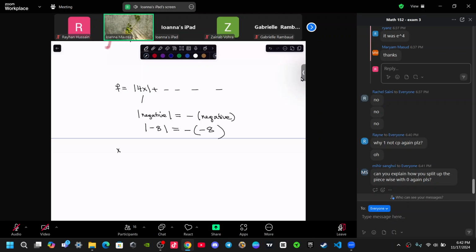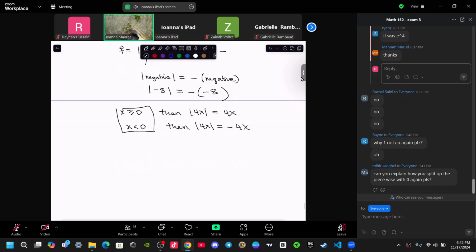So if the x is a positive number, then there's absolutely no reason for you to put an absolute value sign, because that's just 4x, right? But if x is a negative number, then the absolute value of 4x is negative 4x. So that's how you split it. So if you have a function that says 4x plus some stuff with no absolute values, you're going to break the function stuff plus 4x.